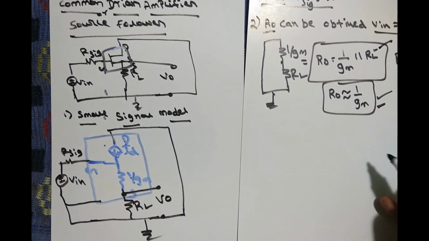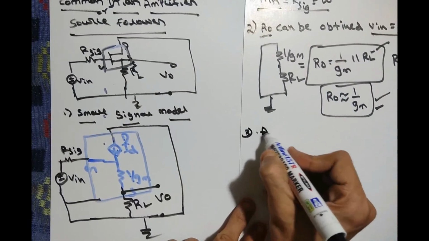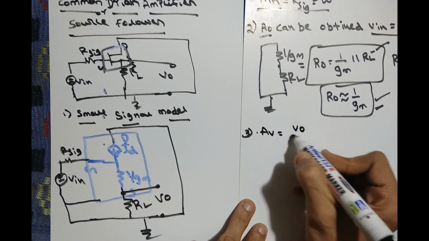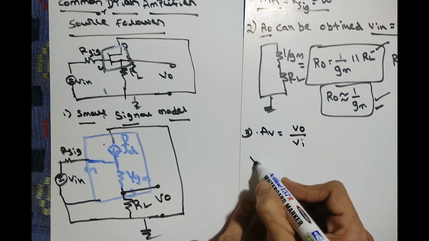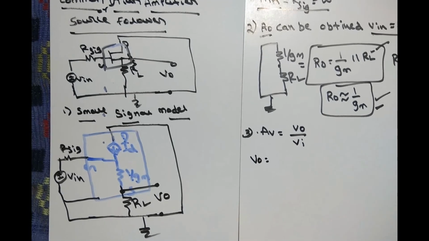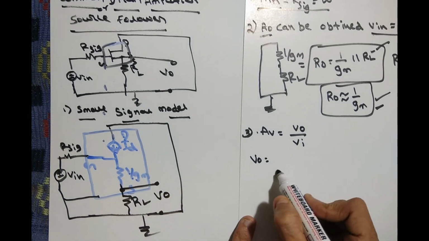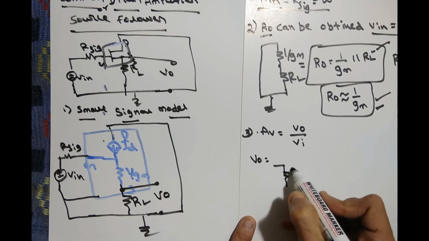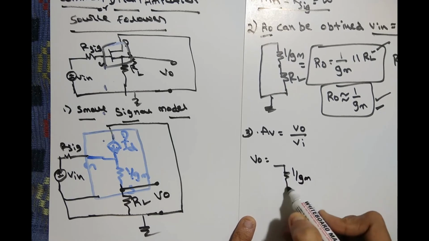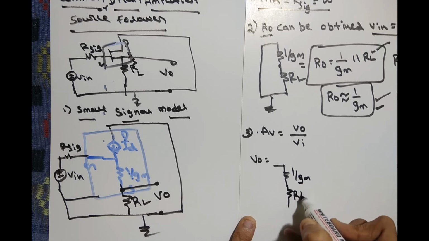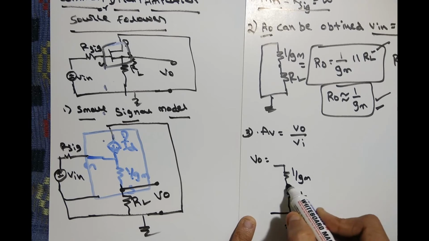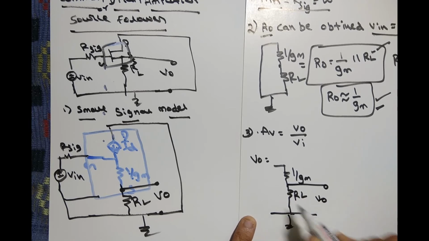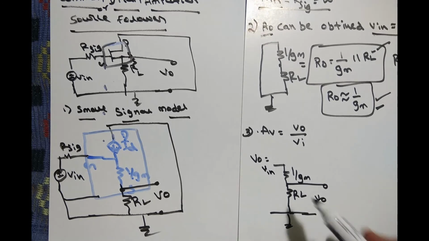Next, the third one, very important: how to find gain. Gain finding, we know, is nothing but V0 by Vi. So first we consider how to find V0. Look at the circuit here. V0 is coming from here, then we have one resistance known as 1 by Gm, and then one more resistance RL, connected to ground here. So this is ground, we are taking output V0 here, and whatever we are giving from this is Vin.